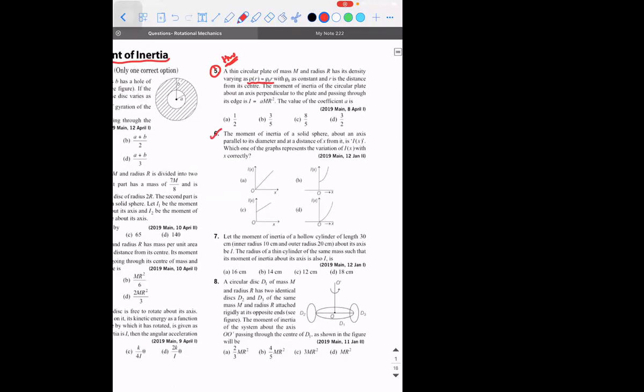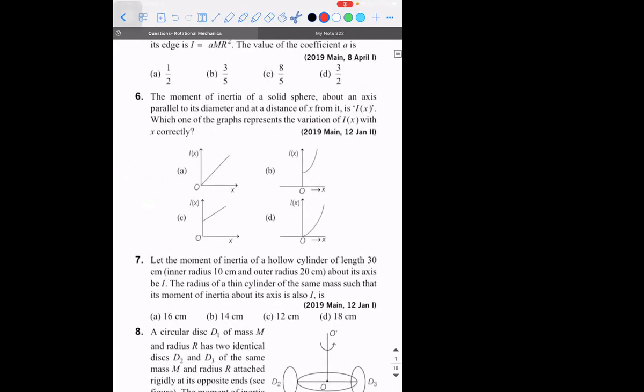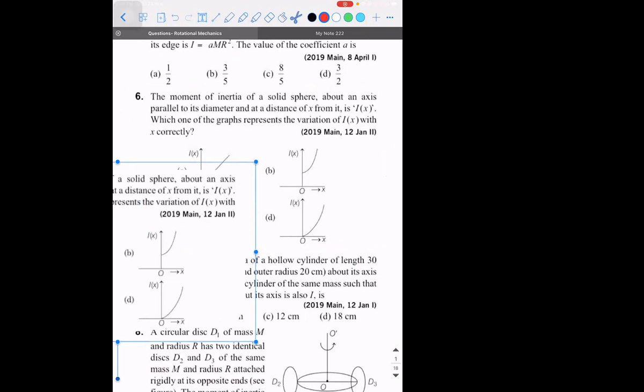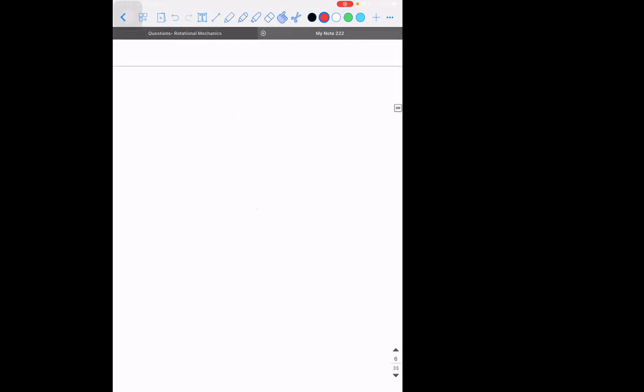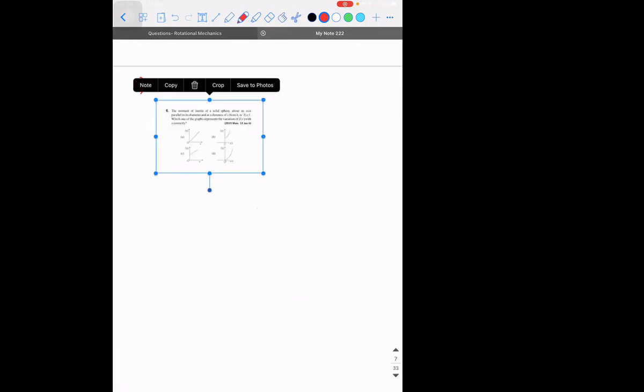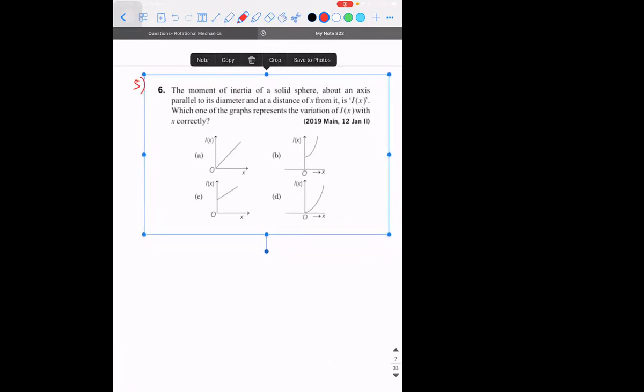Sixth one. The moment of inertia of a solid sphere about an axis parallel to its diameter and at a distance x from it is given as I of x. Which one of the graphs represents the variation of I of x with x correctly? So what is the object you have in your hand? You have a solid sphere. So what are we supposed to do, guys? Indirectly, what theorem are we supposed to apply in this problem? The parallel axis theorem. Apply and tell me what is the answer. It's the sixth one, right?